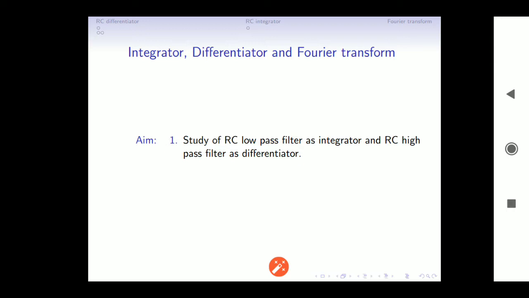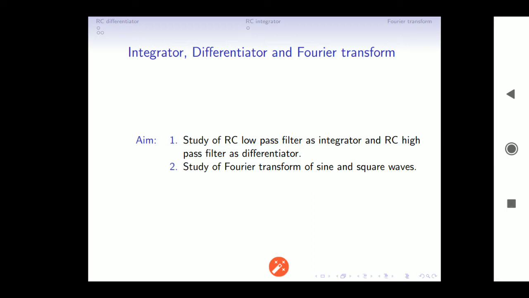Integrator and differentiator circuits can be constructed either using RL or RC, or using integrated chips like op-amps and some other complicated elements. In this particular experiment we choose the simple element RC, resistor and capacitor connected in series. The second part of the experiment is to study and analyze the Fourier transform of sine and square wave signals.